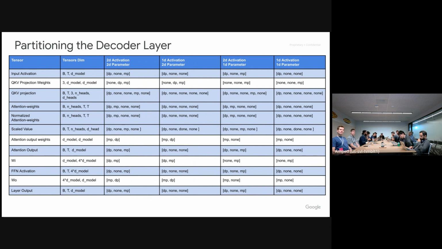You have a question? Yeah. So you said it doesn't matter DP or MP, right? But does it matter how you choose which of the dimensions is DP and which is MP? Is there an optimal combination? This is a good question.